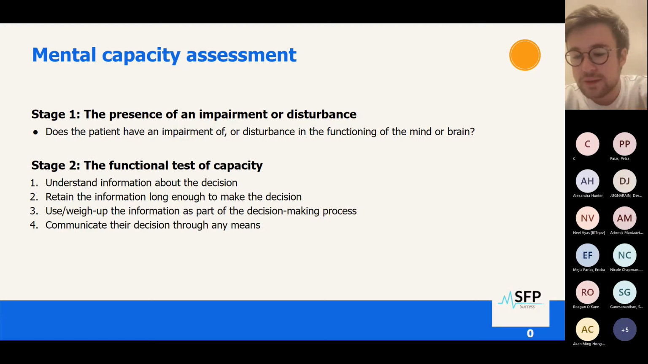There's 4 stages to this. And basically, you assess these while just speaking to the patient. So you need to make sure that they've understood the information about the specific decision that is going to be undertaken, whether they can retain that information, and whether they can weigh it up and then communicate it.